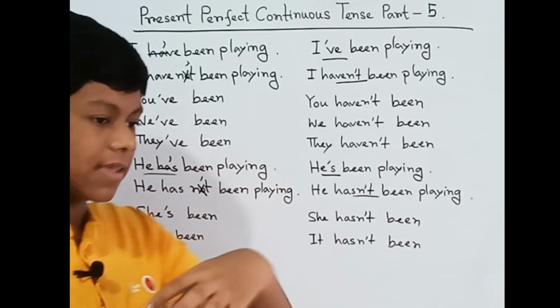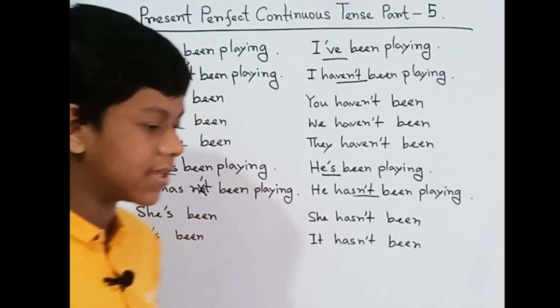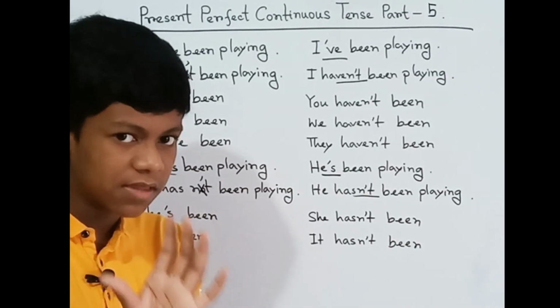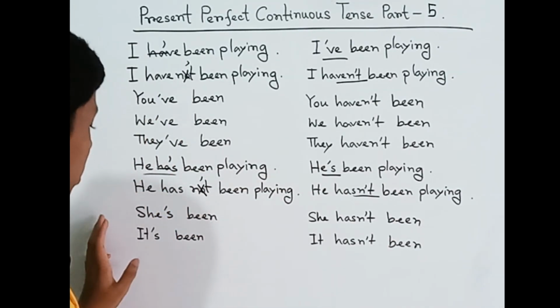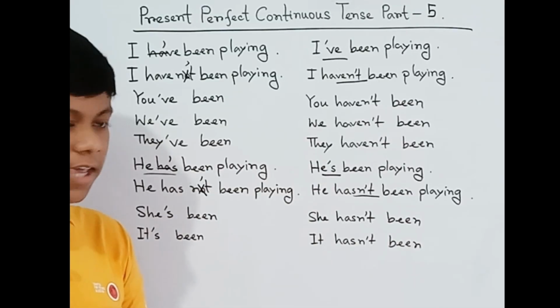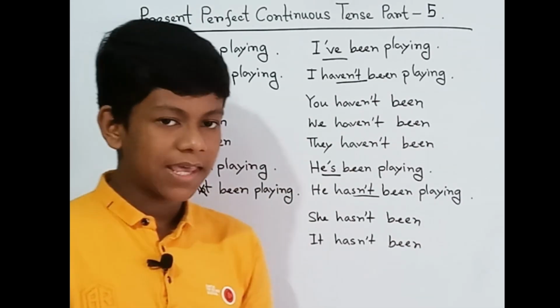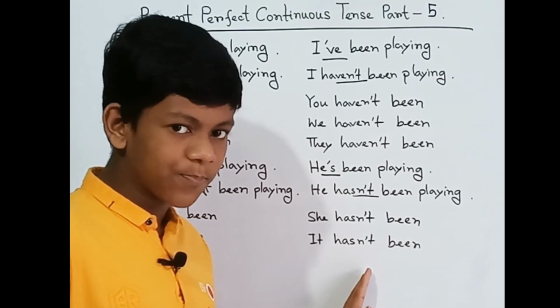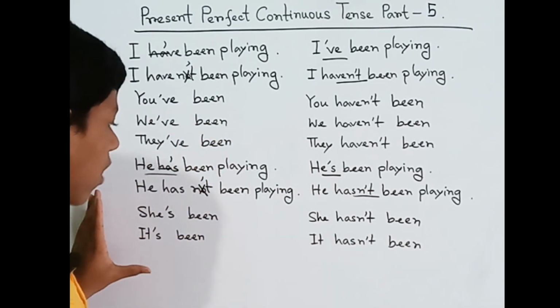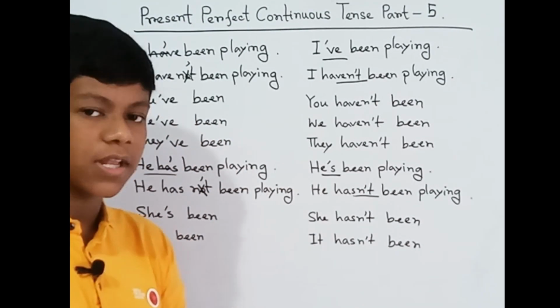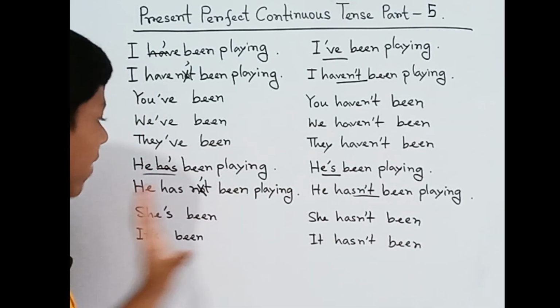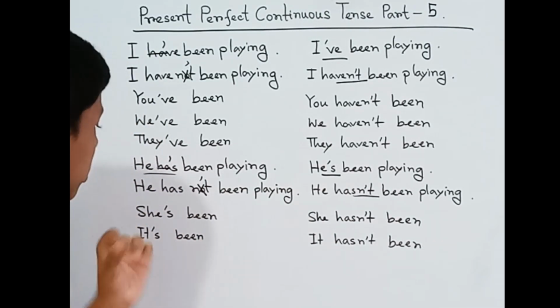Same like that, there are some similarities with these. If you just observe this, then you can understand. For example, she's been playing. She hasn't been playing. It's been playing. It hasn't been playing. One is positive and another one is only for the negative. I hope you have got it very well.